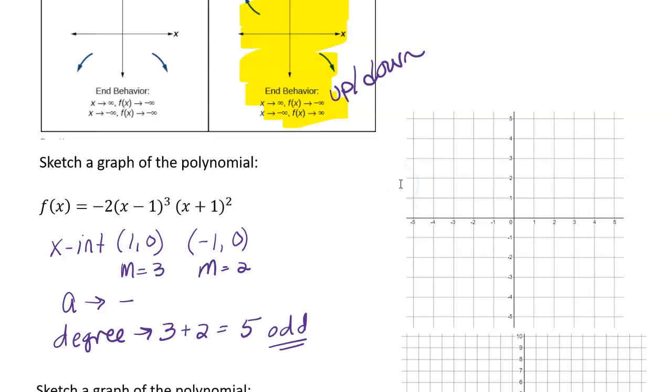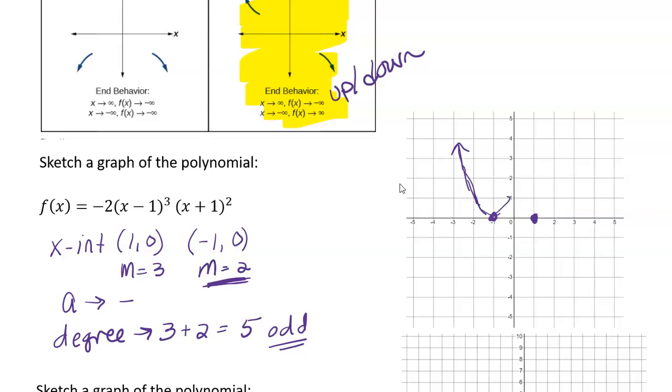So if we put our x-intercepts in here, we've got a -1 and a +1. And I want to think about the left side and the right side. Now at my x-intercept of -1, I have a multiplicity of 2. And so we know how that looks, based on our previous knowledge. So I need for this left side to finish up, and I also need that multiplicity of 2 to happen here.